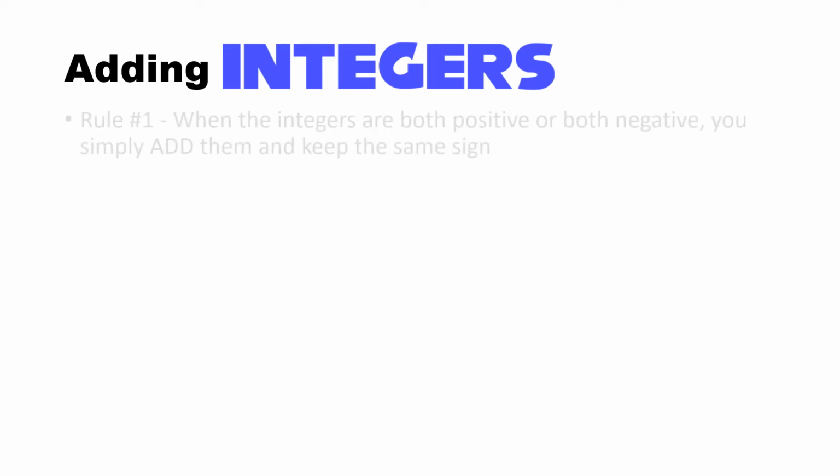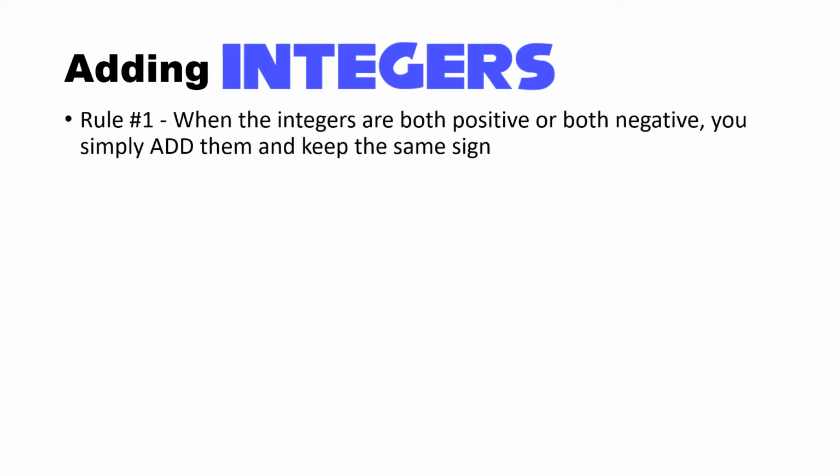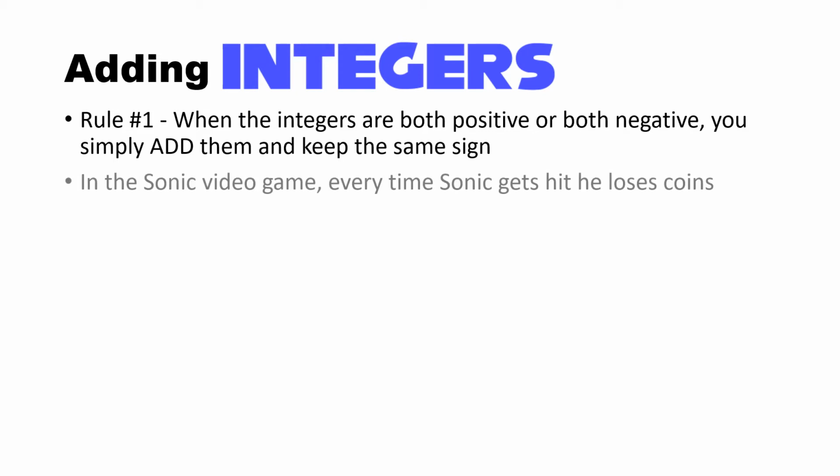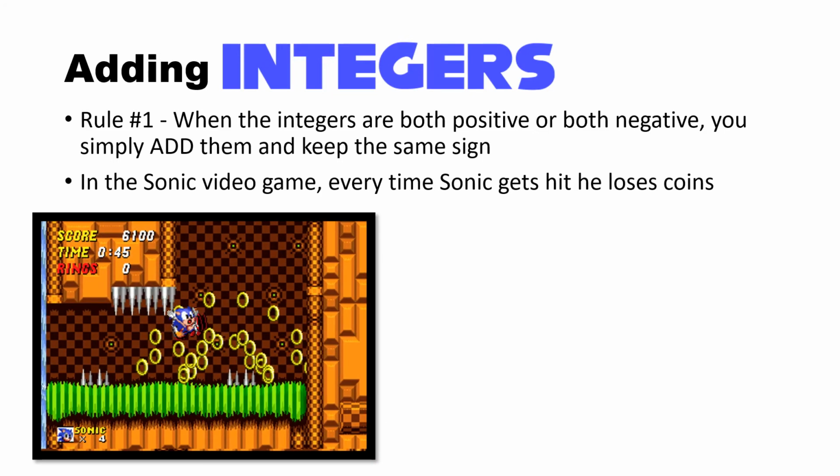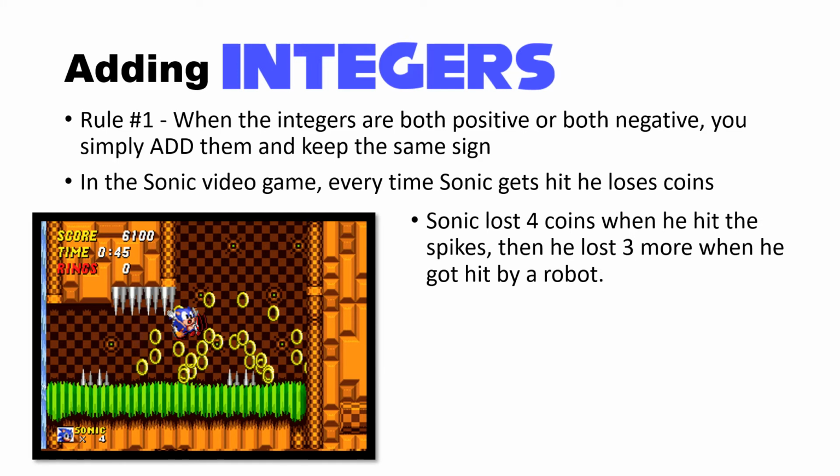So the same rule is going to apply: when we're adding integers that are both positive or both negative, we're going to add them and keep the same sign. I'm not sure if you've played the Sonic video game before, but if you have, you know that every time Sonic gets hit, he loses coins. So here's a picture. He ran into some spikes. He lost a whole bunch of coins. We're not going to lose that many, to keep this question a little simpler for you. But let's say Sonic lost 4 coins when he ran into those spikes, and then he lost 3 more when he got hit by a robot.